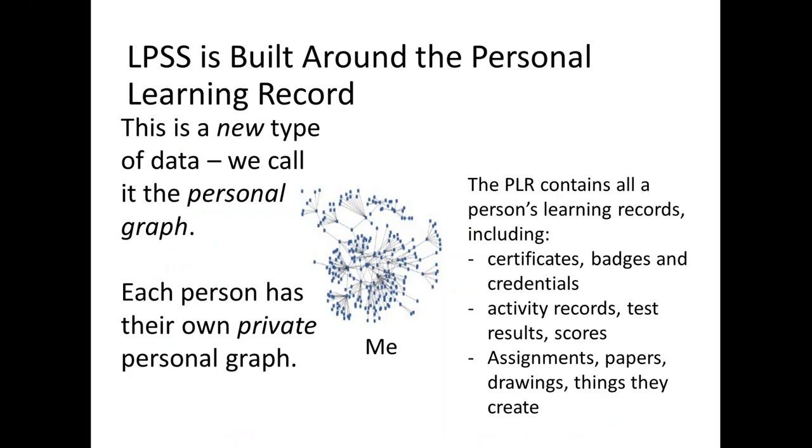So what we've done is we've taken this concept of the learner or the individual at the center, and we've made that more than just the individual person. We've created a type of data that we call the personal graph. And the personal graph basically constitutes the personal learning record. It's all the person's certificates, badges, records of their activities, test scores, assignments, as well as all the objects that they have come into contact with, and all the relations between all of these with each other that they've detected. It's, in a sense, a proxy for the individual's personal experience in this environment.